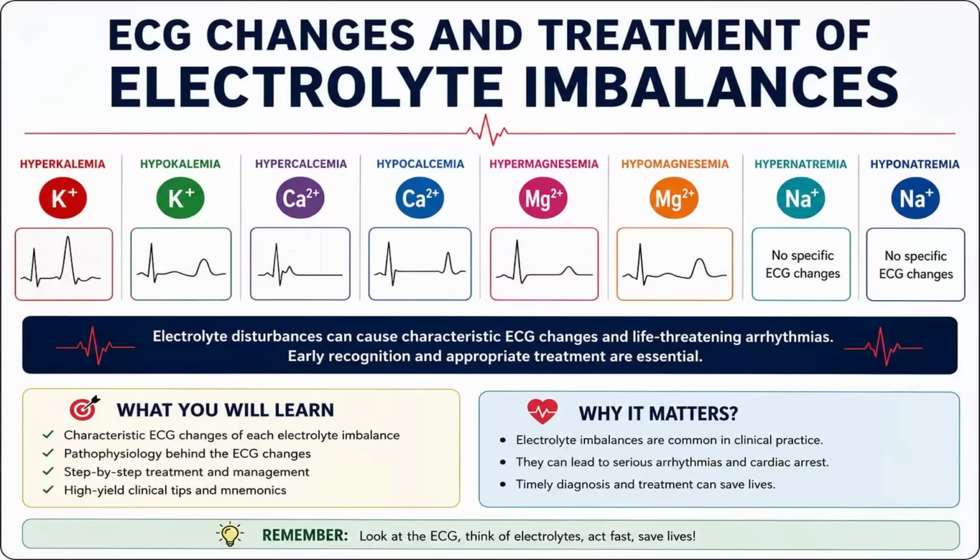Imagine looking at an ECG and predicting which electrolyte is abnormal before even seeing the lab report. A tall peaked T wave, a long QT interval, or a mysterious U wave can literally mean the difference between life and death. In this video, we will learn how potassium, calcium, magnesium, and sodium disorders affect the ECG and, most importantly, how to treat them.